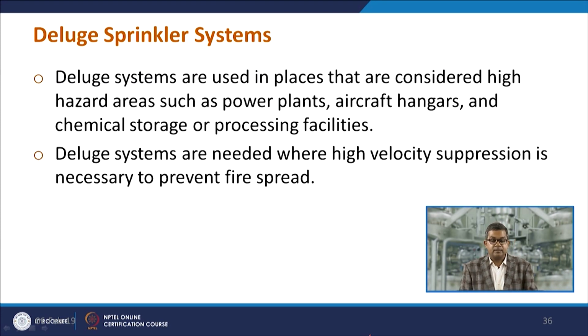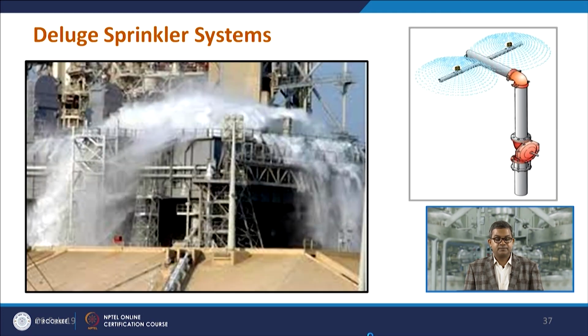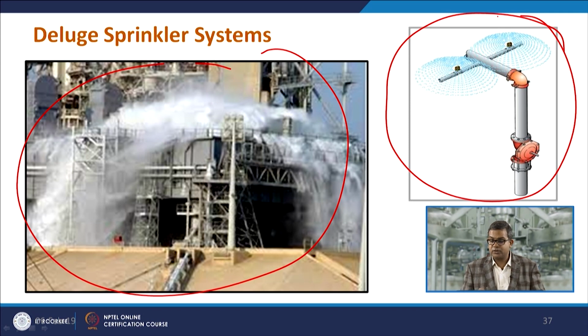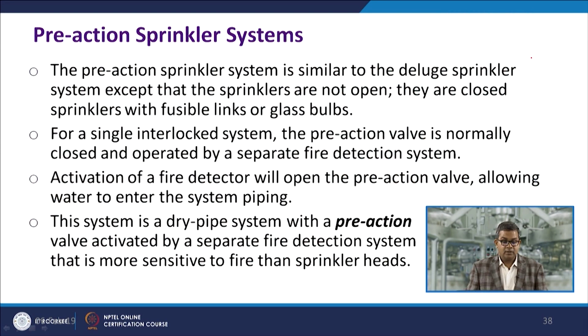So deluge systems are used in places that are considered high hazard areas, such as a power plant, aircraft hangars, and chemical storage or processing facilities. Deluge systems are needed where high velocity suppression is necessary to prevent fire spread. Now this is a typical photograph of a deluge sprinkler system, and this is how the deluge sprinkler system works, like this, you can see.